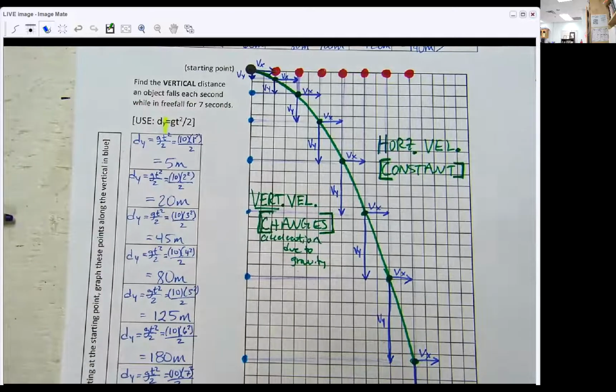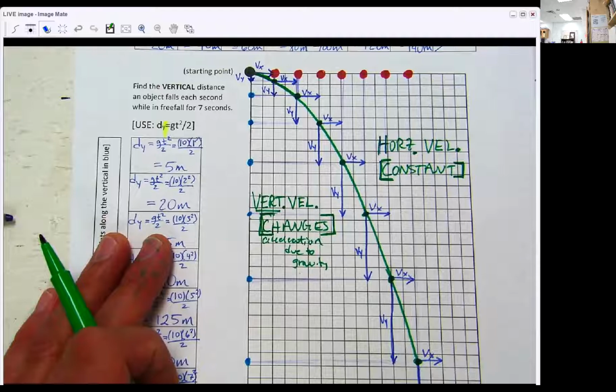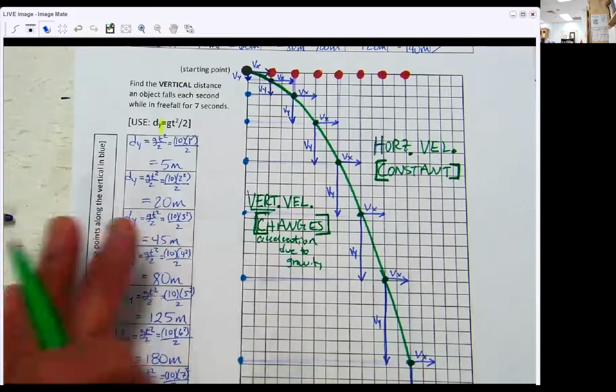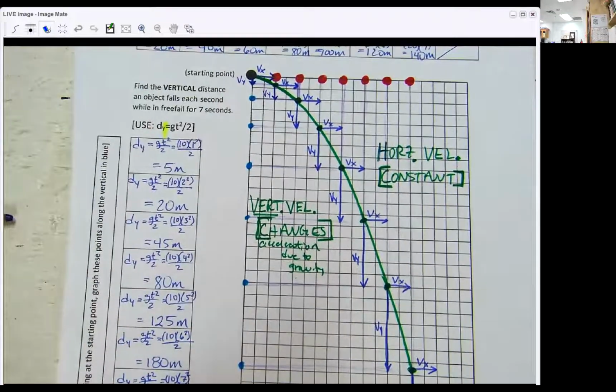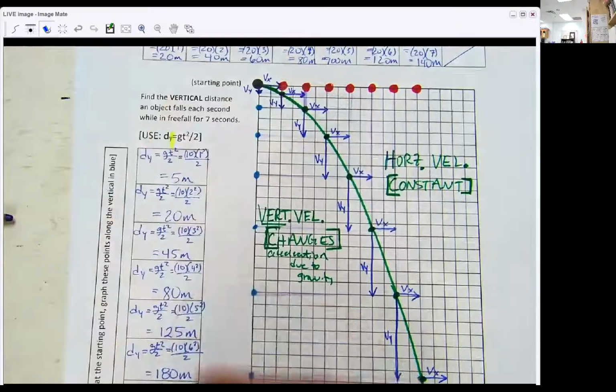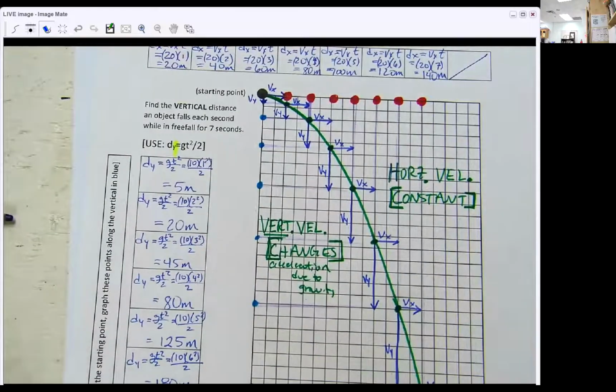Gravity is not affecting the horizontal velocity. The horizontal velocity is staying constant all the way throughout. What is changing is the vertical component of velocity. It's getting faster and faster as it falls in the vertical part of it, not the horizontal part of it.